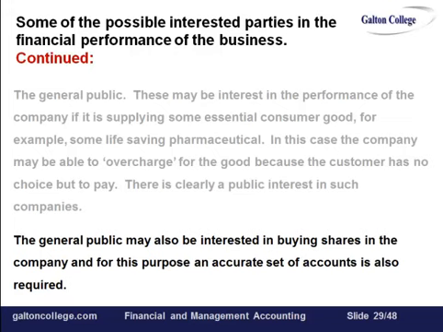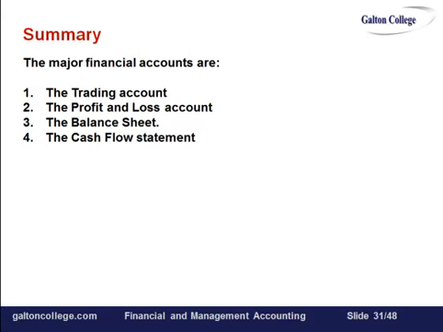Right, let's summarize this bit. Well, when we look at the accounts for a company, we have essentially 4 different types: a trading account, a profit and loss account, a balance sheet, and a cash flow statement. And we'll be looking at those in different videos throughout the course. But for the moment, those are the sources of information that we could look at to try and get an insight into the financial well-being or otherwise of the company.